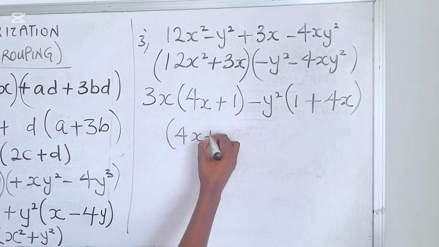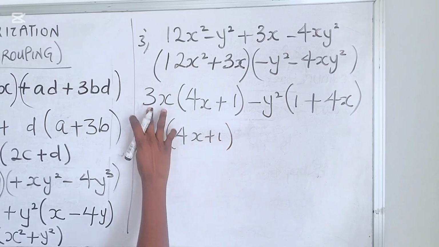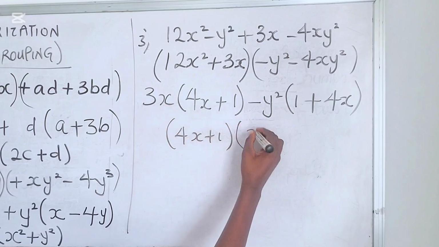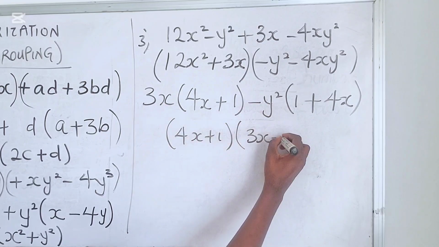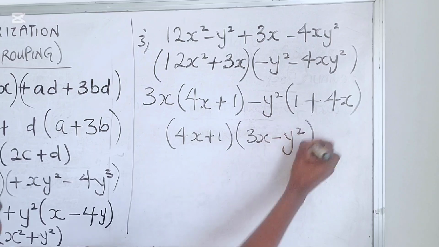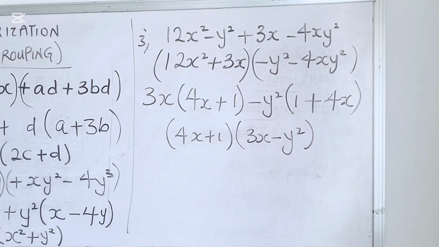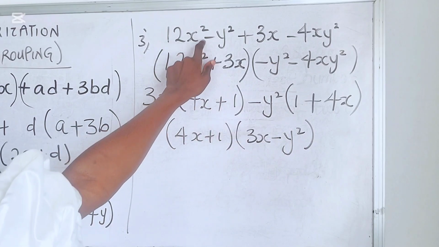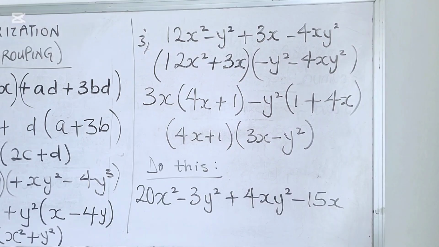4x plus 1 is common. Then what we're left with outside is 3x minus y squared. So these are the factors to this question. Okay, and so now this is yours to do. I need you to do this and let me know your answer in the comment section so I can tell that you're with me.